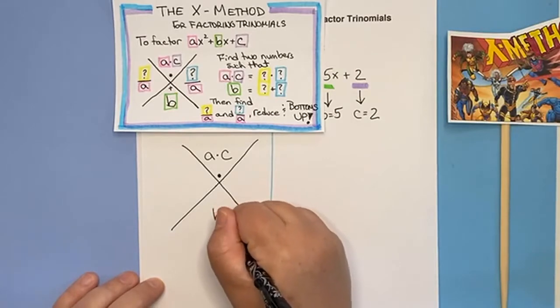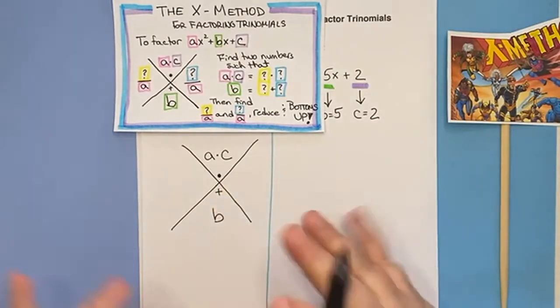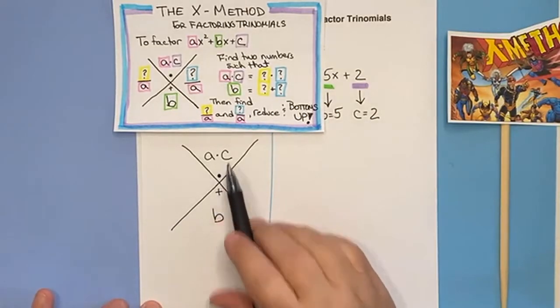And then down here, I'm going to write a B with a plus. Totally, we're summoning trinomial demons. That's what we're doing right now. Don't tell your parents. Okay, so I've got A times C on top and B on the bottom.